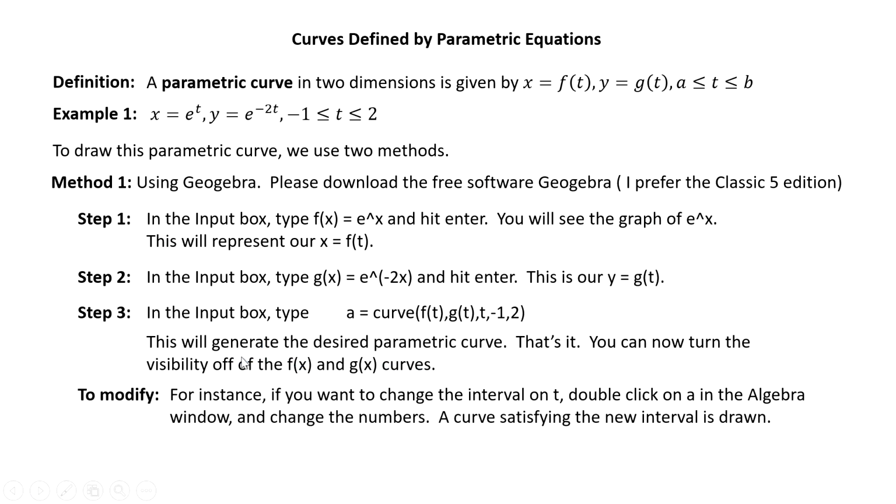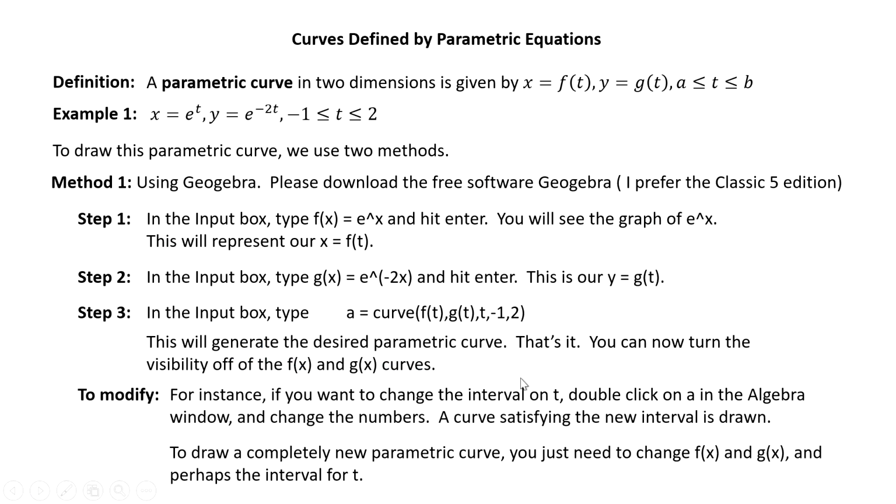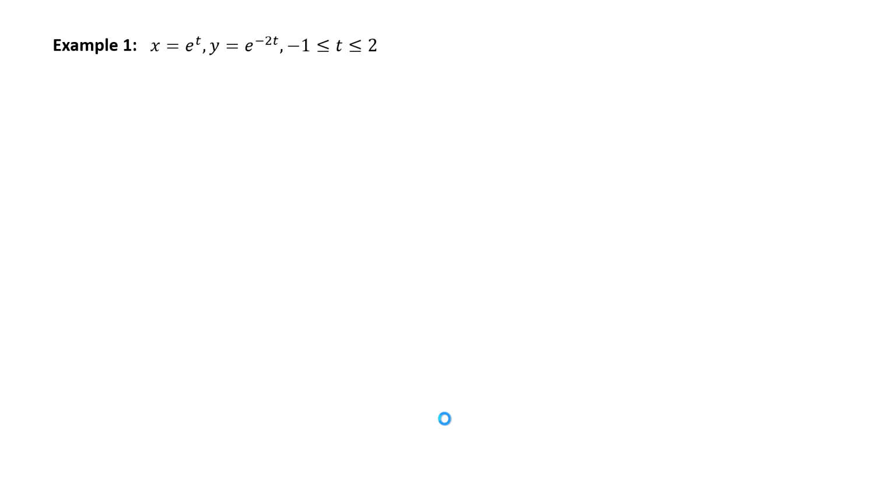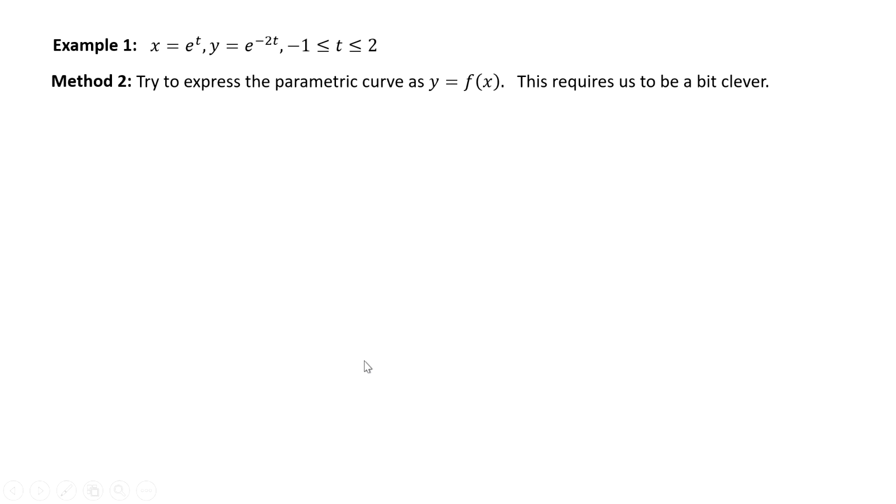If you want to change the interval on t, just double click on A in the algebra window and change the numbers. A curve satisfying the new interval is drawn. To draw completely, you just change. That's what I showed you. Okay, anyway, let's move on, folks. What was that second method? I said there are two methods.